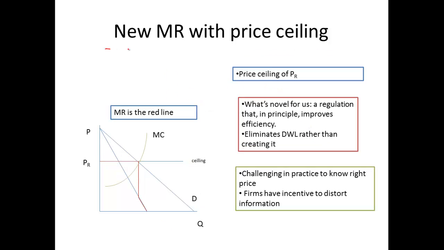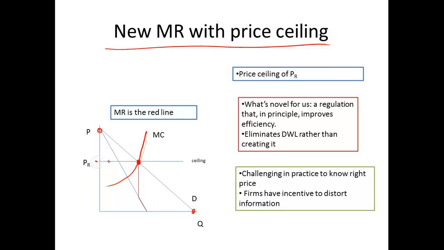All right, now that we have the new MR that arises from having the price ceiling, let's check this out. So here we have a situation. We have a demand curve, starts up here, goes down to here. We have a marginal cost curve that intersects demand right here. And so what we'd like to have happen, as we mentioned a few slides ago, is for the firm to produce a quantity where MC crosses demand. So how about we impose a ceiling of PR?